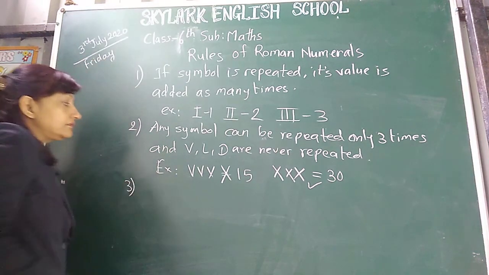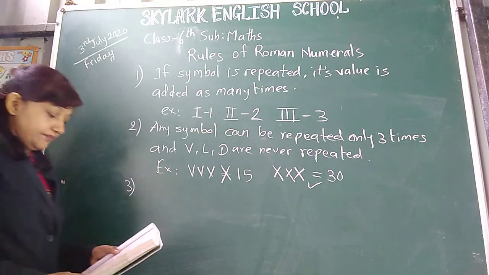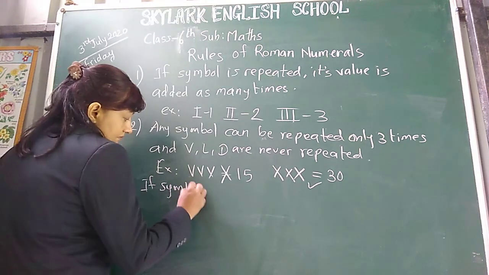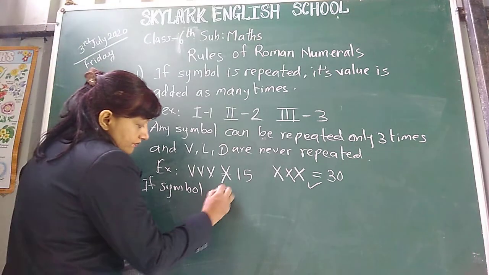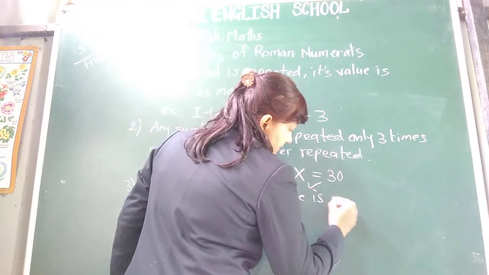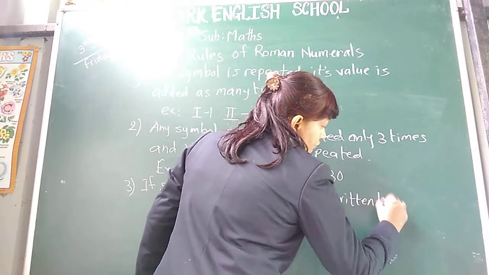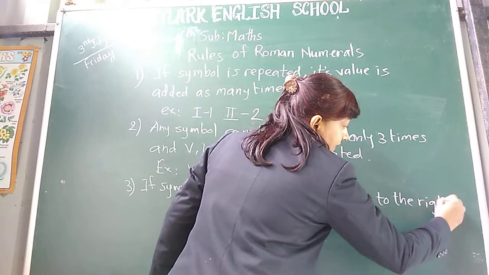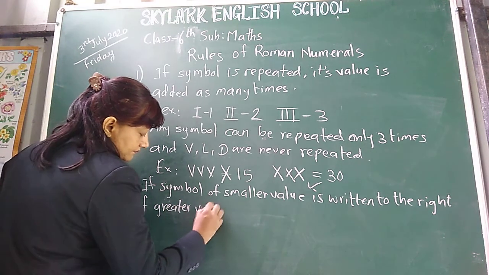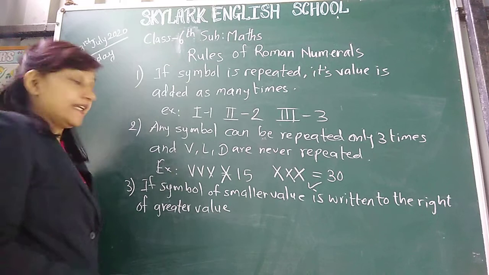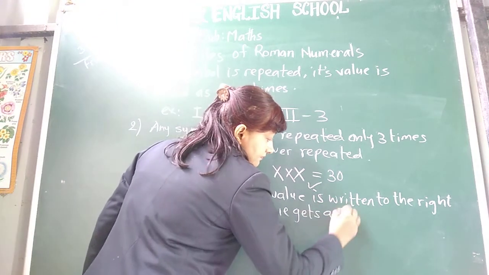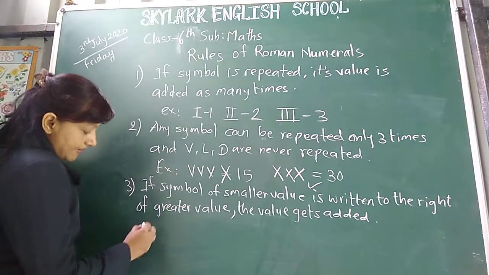Next rule is, if a symbol of smaller value is written to the right side of a greater value number, the value gets added.